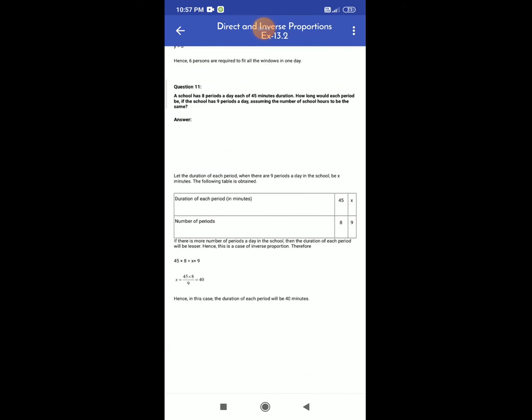A school has 8 periods a day, each of 45 minutes duration. How long would each period be if the school has 9 periods a day, assuming the number of school hours to be the same? So let the duration of each period when there are 9 periods a day in a school be x minutes.